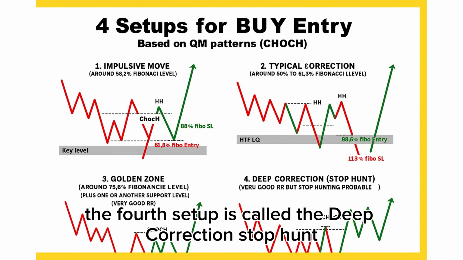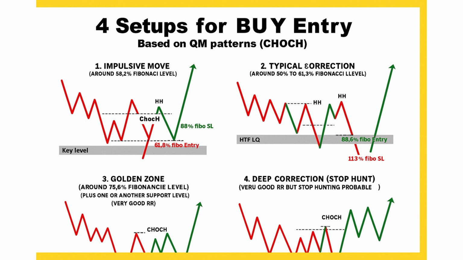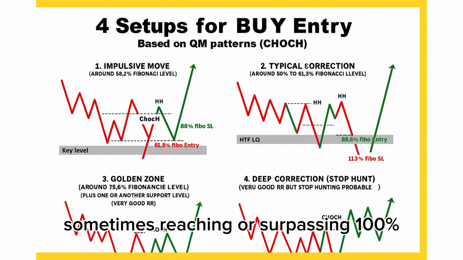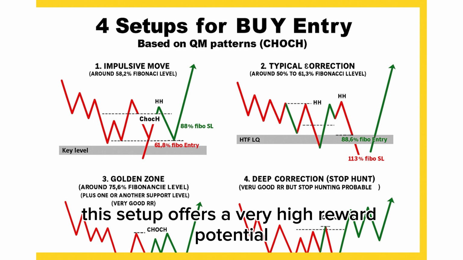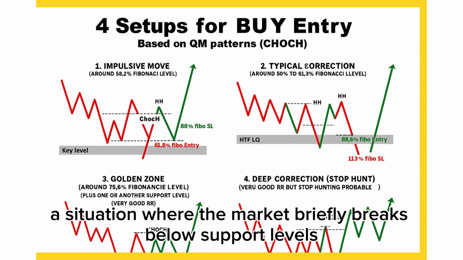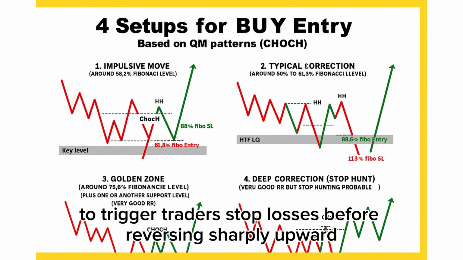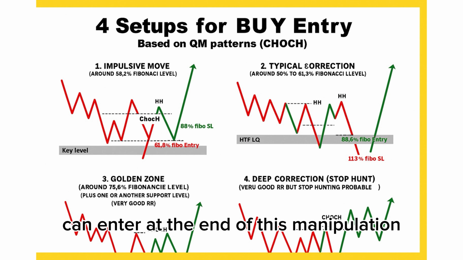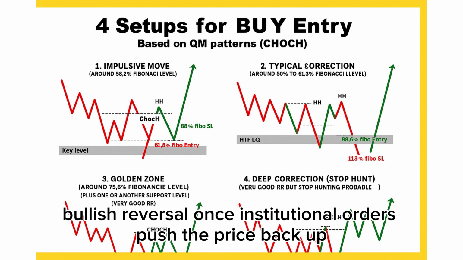The fourth setup is called the deep correction, stop hunt, which involves a very deep retracement that often extends beyond the normal Fibonacci zones, sometimes reaching or surpassing 100%. This setup offers a very high reward potential, but it comes with a higher risk because it often includes a stop hunt, a situation where the market briefly breaks below support levels to trigger traders' stop losses before reversing sharply upward. Traders who identify this pattern correctly can enter at the end of this manipulation and benefit from a strong bullish reversal once institutional orders push the price back up.